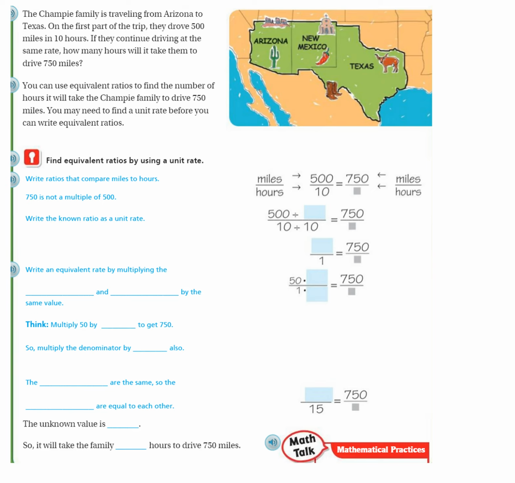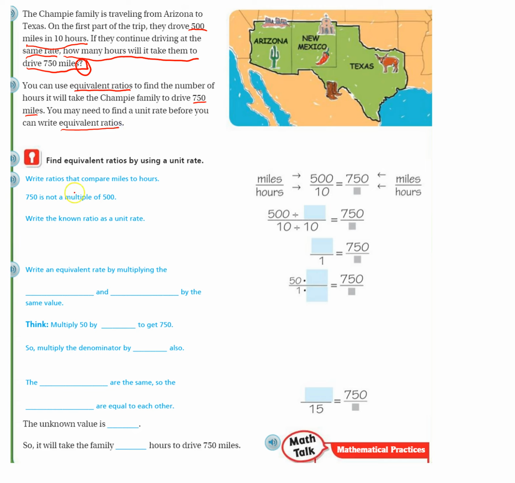Okay, the Chappie family is traveling from Arizona to Texas. On the first part of their trip, they drove 500 miles in 10 hours. If they continue driving at the same rate, how many hours will it take them to drive 750 miles? You can use equivalent ratios to find the number of hours it will take the Chappie family to drive 750 miles. You may need to find a unit rate before you can write equivalent ratios. And we do need to find a unit rate.